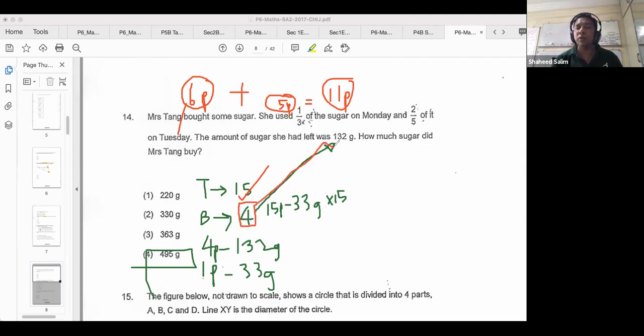4 parts is equal to 132. So now divide 132 by 4, you get 33. 33 is for 1 part. You want how many parts? Total is 15 parts. Times 15, you get 495. Okay, we try again. Next one. If you don't get it, don't give up.